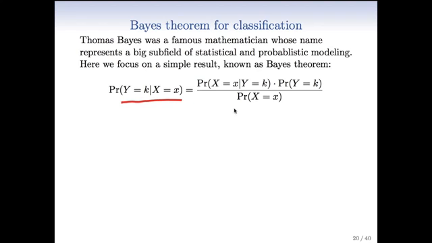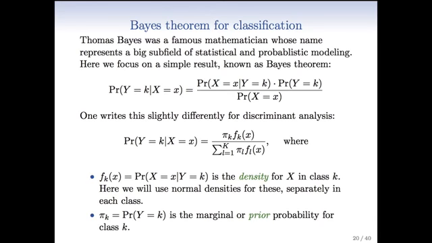And Bayes' theorem says you can flip things around. You can write that as the probability that X is x given Y equals k, that's the first piece on the top there, multiplied by the marginal probability, or prior probability, that Y is k, and then divided by the marginal probability that X equals x. So this is just a formula from probability theory, but it turns out it's really useful and is the basis for discriminant analysis.